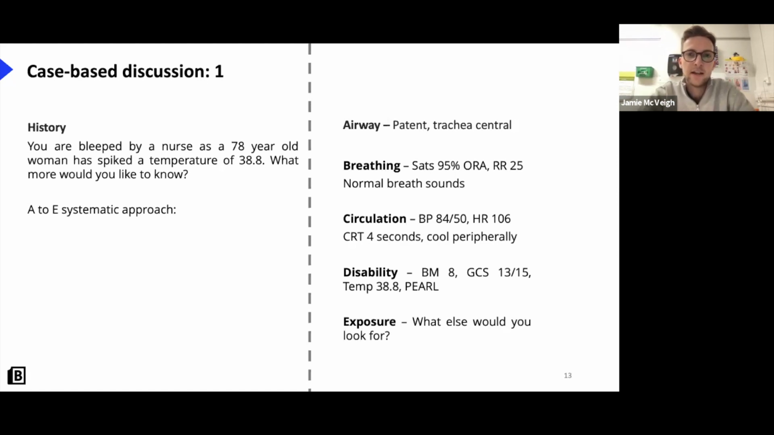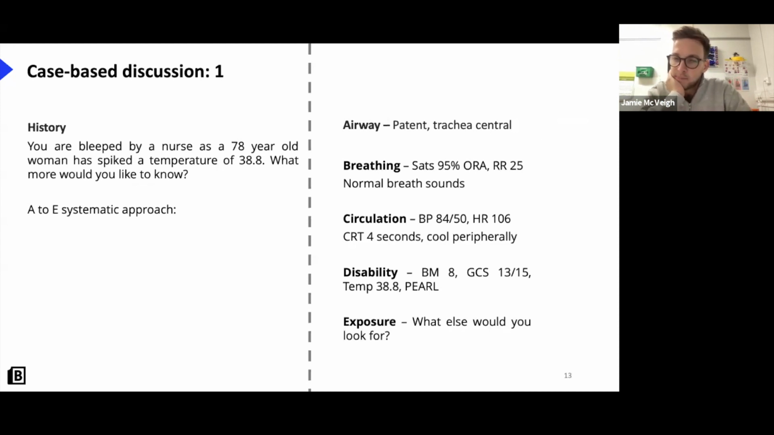So you go and see her. She's lying in bed. She's quite comfortable actually, though she seems in a bit of pain, but you do your ABCDE. Airway is patent, the trachea is central, there are no strange noises. Breathing, she's saturating just about fine on room air, and her respiratory rate is 25, and she looks a bit out of breath, but she's maintaining her sats, which is good. You listen to her chest, and it sounds all normal.